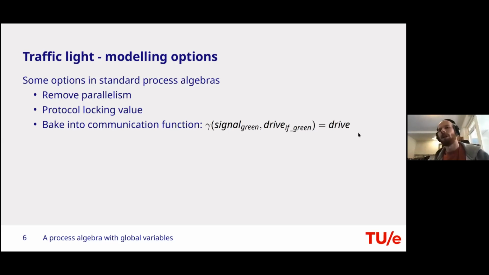Suppose that you have another car that is actually willing to drive through a red traffic light, then you would need to change this communication function to accommodate that you can also drive if the light is red.